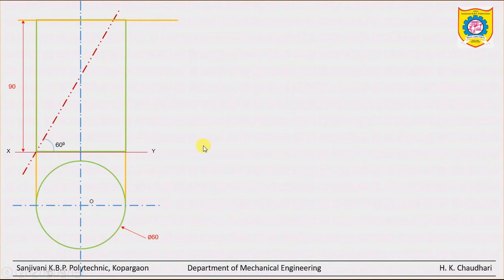Now next step is divide this circle into 8 equal parts. We can name the parts as 1, 2, 3, 4, 5, 6, 7 and 8. Okay. Now draw the vertical projection from each division in this way.